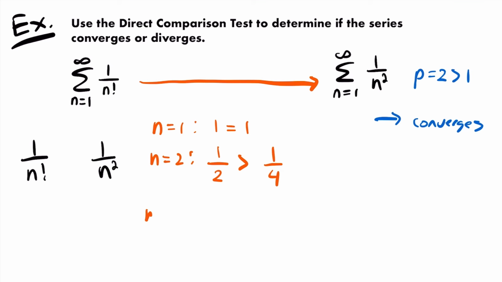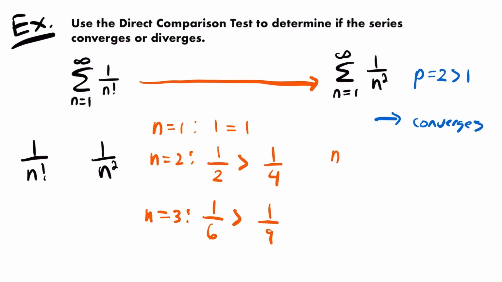Now if we look at n equals 3, we're going to have 1 divided by 3 factorial and 1 divided by 3 squared. And 3 factorial is 3 times 2 times 1, which is 6. So we will have 1/6. And 3 squared is 9. So we will have 1/9. All right. Now 1/9 is smaller than 1/6, right? 9 is a larger denominator than 6. And so 1/6 is greater than 1/9.